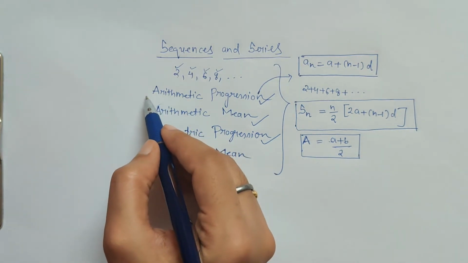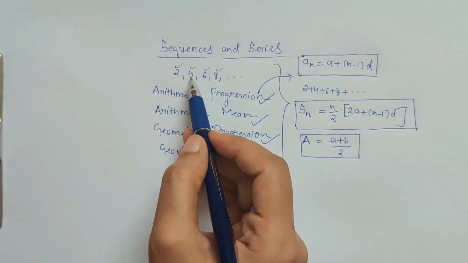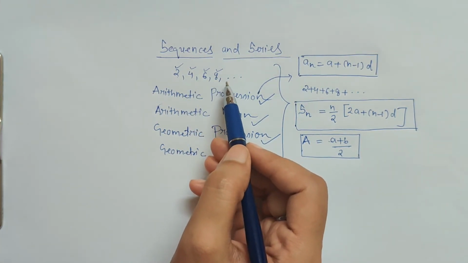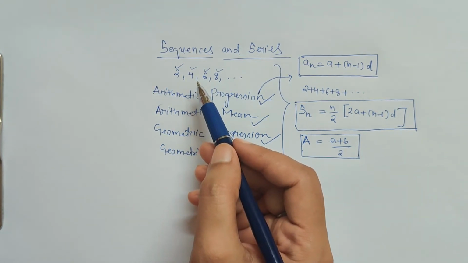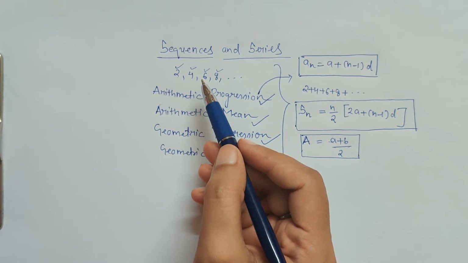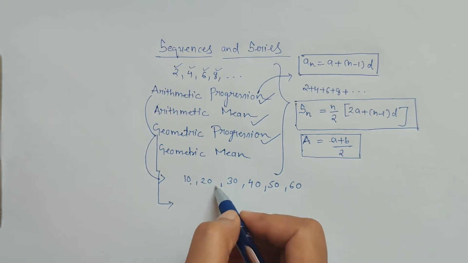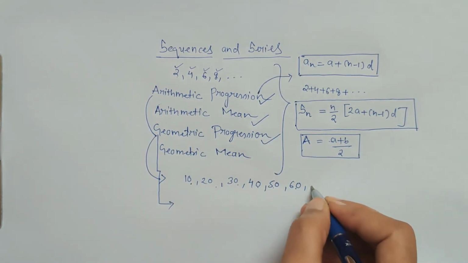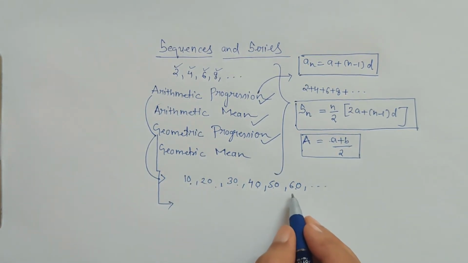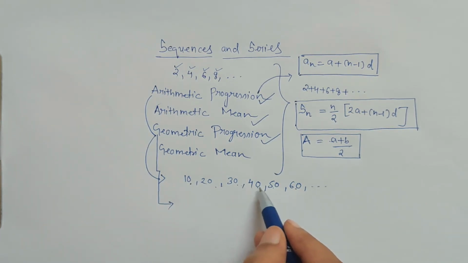See, arithmetic progression has a property, as we have already studied in class 10th, that when we subtract the previous term from a term, we get a constant number, a common difference. Here 10, 20, 30, 40, 50, 60 is an example of an arithmetic progression, because we can see they have a common difference: 20 minus 10 is 10, 30 minus 20 is 10, 40 minus 30 is 10, and so on.